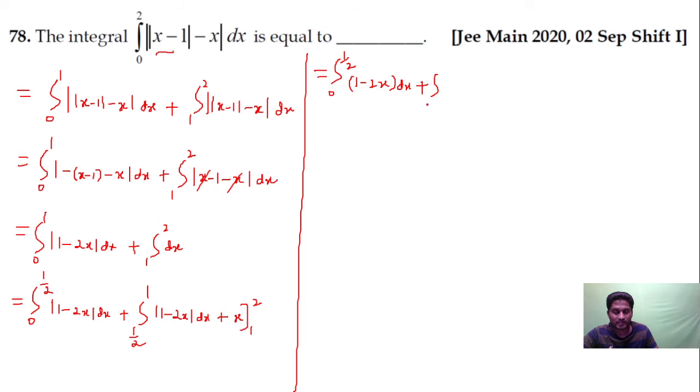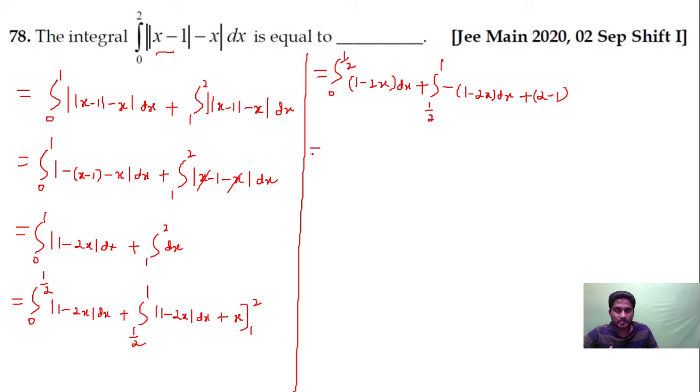Between half and 1, this will be negative, so you get minus of 1 minus 2x dx, and then here upper limit minus lower limit will be 1 only.